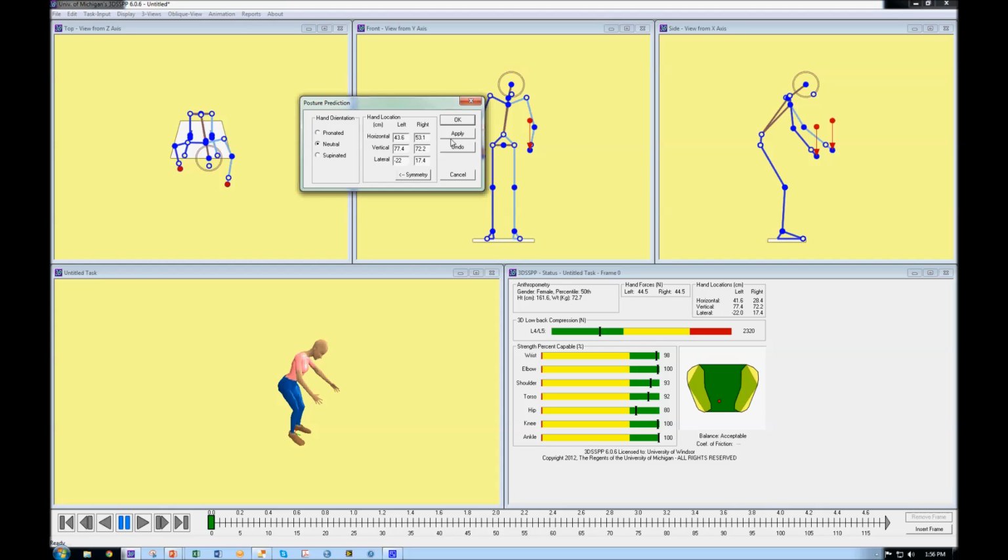For instance, if we put 43.6 centimeters in for the left hand, and we put 53.1 for the right hand horizontal, vertical being 24.1 and 23.2 for the right hand, and laterally we are 32.4, and that should be positive, so we are reaching over to the right hand side with that left hand. 32.4, and we are reaching far to our right with our right hand at 73.4, and we apply.